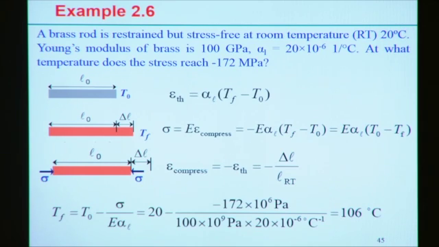So sigma can be considered as Young's modulus times the thermal strain. That is, Young's modulus times the coefficient of thermal expansion times the temperature difference. That thermal strain can be calculated from the available data, and from there we can find the final temperature. To produce a compressive stress of 172 megapascal, the temperature should rise to 106 degrees centigrade.